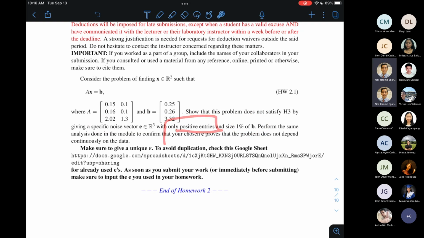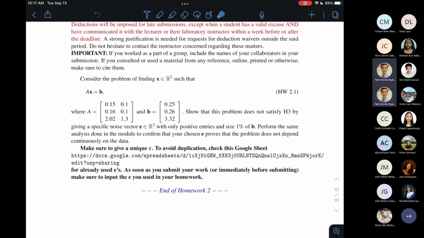Tapos positive lahat yung laman niya. Alright? Tapos para lang ma-ensure na iba-iba kayo ng sagot or para hindi kayo makapagpasa ng may duplicate, ano? So I want you guys to do your thing, all right? Look for the vector or for such a noise vector. Tapos pag nakahanap na kayo ng nice noise vector, no?